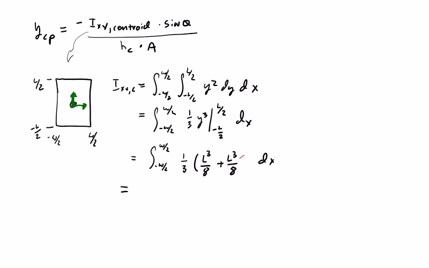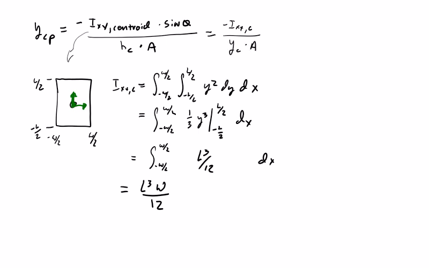So this ends up equaling, if we simplify this a little bit, L cubed over 12. And so we get L cubed times w over 12. All right, so that's weird, right? Now let's come back over here. We can rewrite this slightly, minus IXX at the centroid. Now what's sine theta over HC? That's just y of the centroid times A, right? You can write it that way if you want.